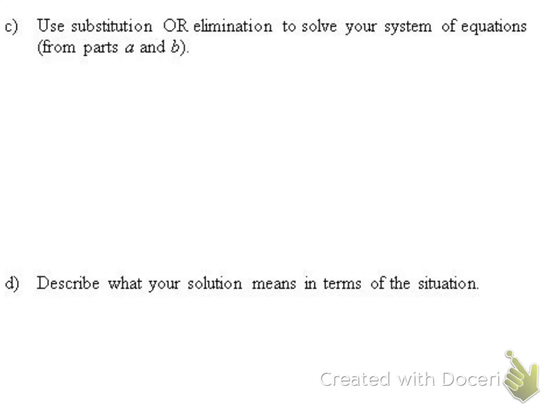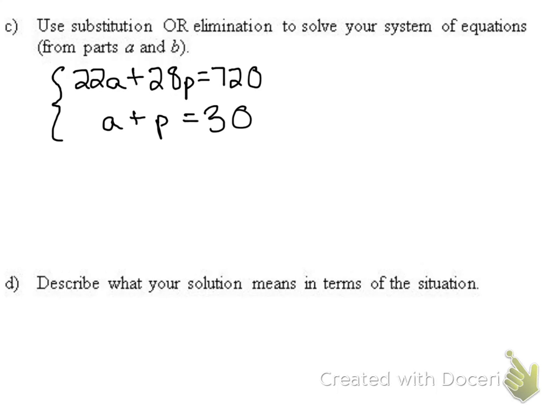Part C, we're supposed to use substitution or elimination to solve the system of equations, meaning the two equations that we wrote in Part A and Part B. I'm going to use elimination to solve this system. And the main idea behind elimination is getting one of the variables to be equal opposites of each other. I'm going to multiply the second rule by negative 22, and that will allow the A variables to become equal opposites of each other. I have to make sure and distribute that negative 22 to all parts of the rule.